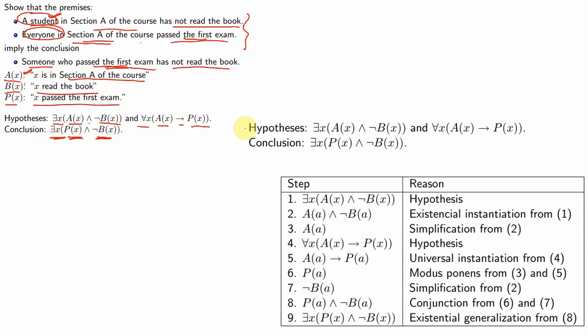How do I check it? Now once again, I have these premises. This is the hypothesis or the premise. First of all, let us assume there is a student. Let's call him Adam, denoted by A. So if there is a student X for which AX and negation of BX, let us say that student is Adam. So Adam is a student of section A and Adam has not studied the book.